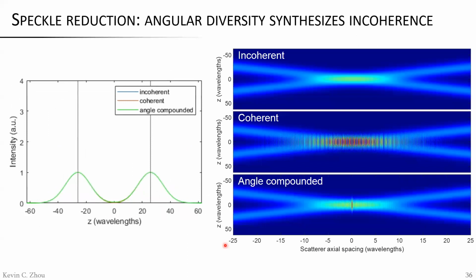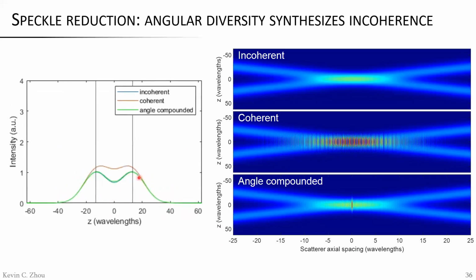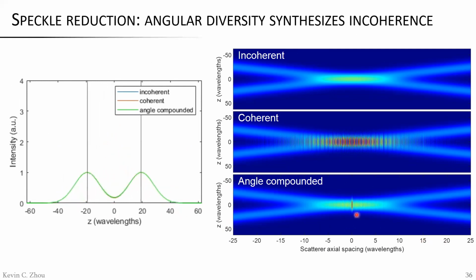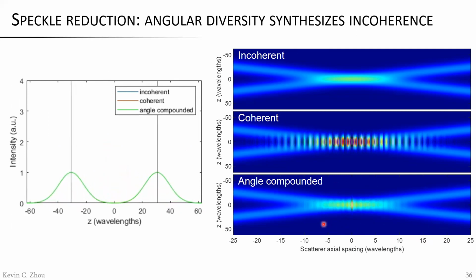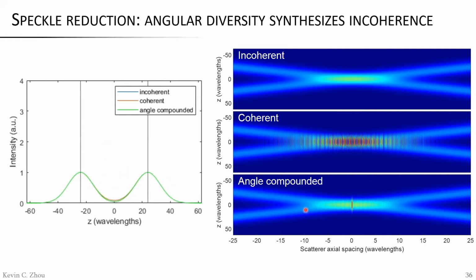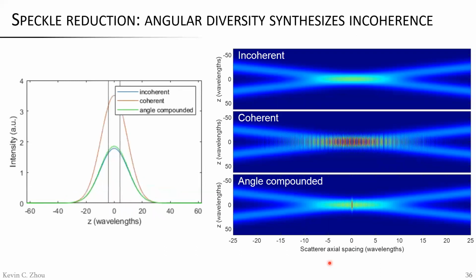If we add angular compounding to the previous comparison, here I plotted it in green. We see that this result is a lot more similar to the incoherent model. And again, I'm plotting out the video frames horizontally here. There's still some modulation left at close separations, but by and large, it looks a lot more similar to the incoherent model. So this is how angular compounding reduces speckle.